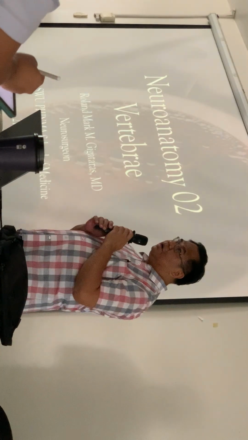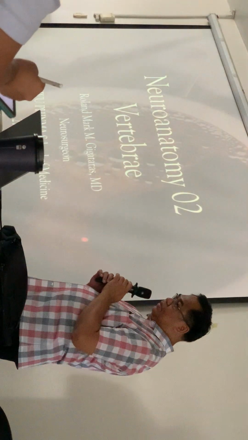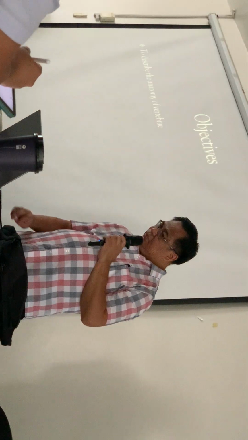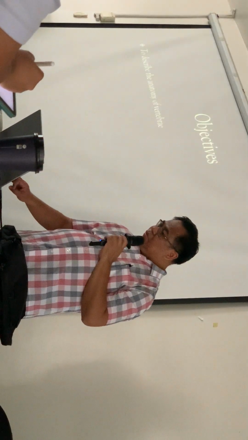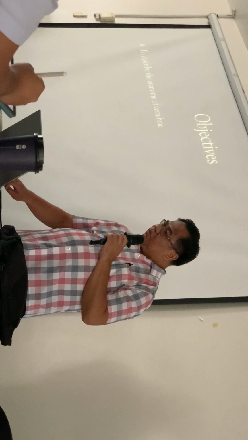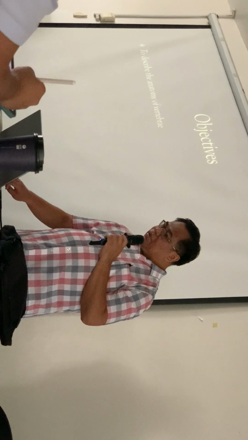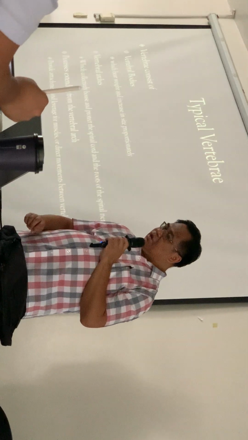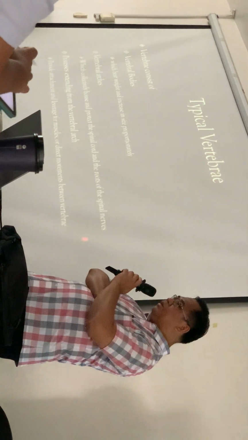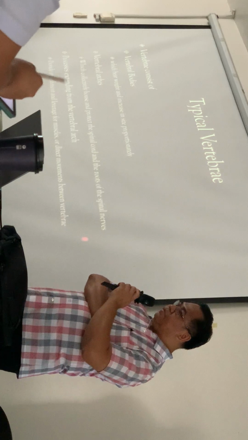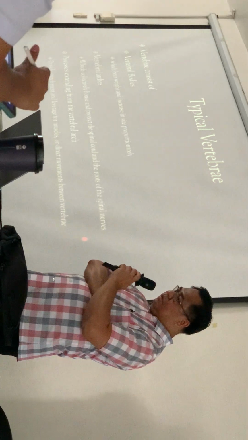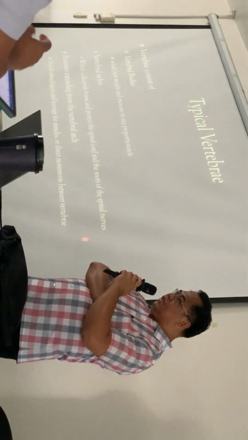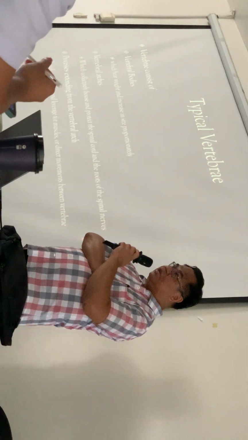Now we go to our second topic, vertebrae. We will describe the anatomy of vertebrae. A typical vertebra consists of vertebral bodies, vertebral arches, and processes extending from the vertebral arch.